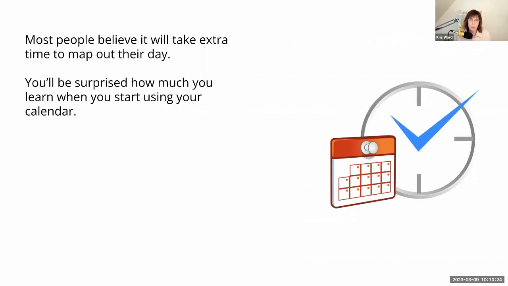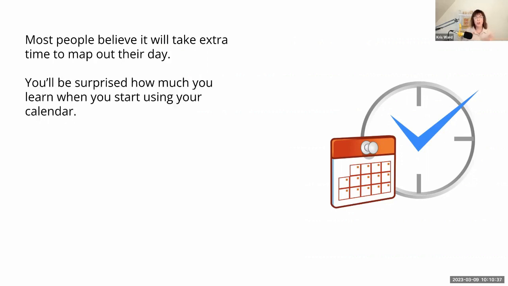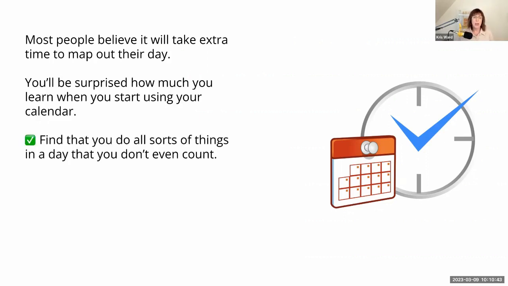The most successful people do that. And what you'll be so surprised about is how much you learn when you start using your calendar. So again, the most successful people, the high achievers, the millionaires, all these others, this is what they're doing. They plan their day. Okay. And you, again, will just constantly be amazed. It will be shocking to you, the discoveries you make. So you'll find that you do all sorts of things in a day that you don't even count, like email. Nobody counts that. It takes up time. So time is spent, right? So you need to be looking at that.